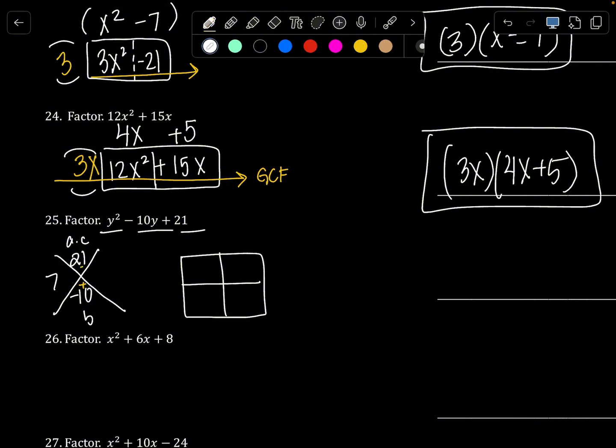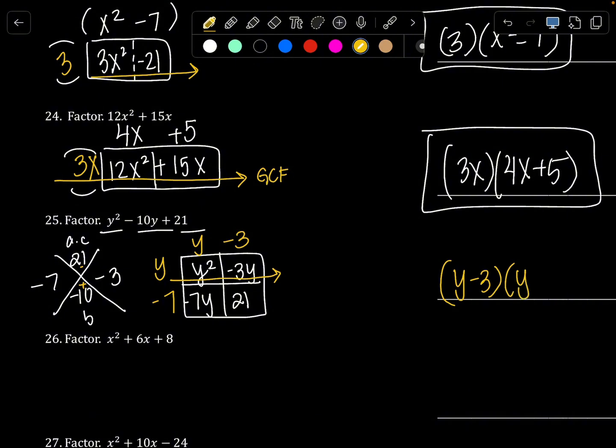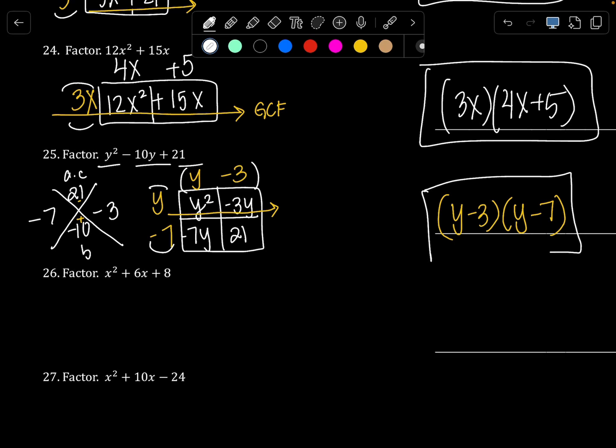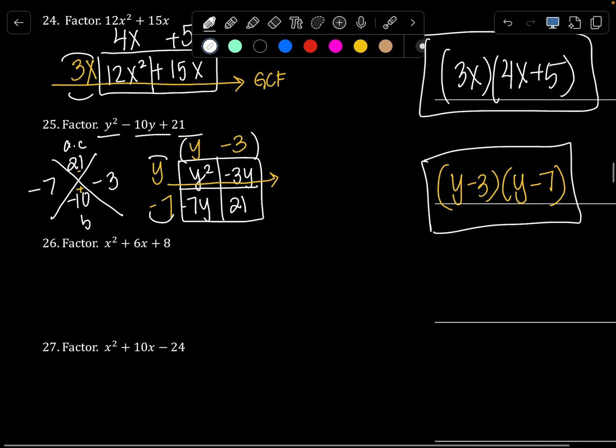So here we go. 7 times 3 is 21. And you need them to both be negatives because you need to multiply to get a positive, and you gotta add to a -10. So this is where your -7y, -3y go. Y squared goes top left, and 21 goes bottom right. You find the GCF here, which is y times y times -3, and -7. So your factors are y minus 3 and y minus 7. Are there any questions at all? Okay, let's go on to 26.